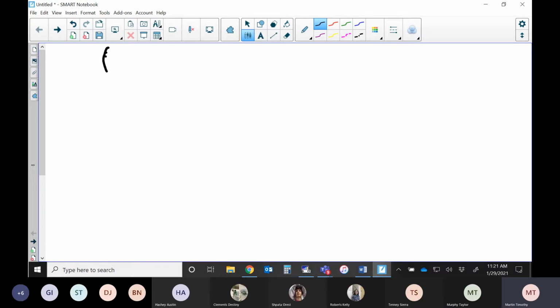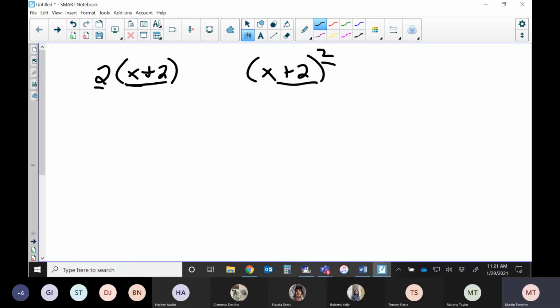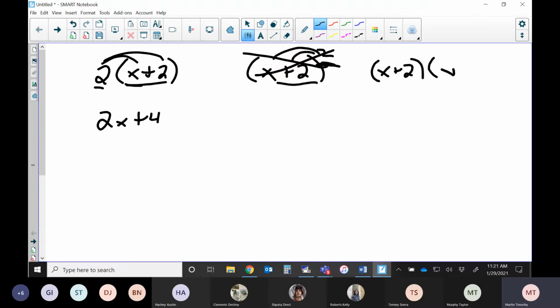We talked about the difference between this and this, and we've talked about this throughout the year. Do you see how these all look very similar? There's a 2, there's an x plus 2, there's a 2, there's an x plus 2. And in this one, you can distribute the 2 and you get 2x plus 4. But in this case, you cannot distribute it. That is wrong. In this case, you would have to do x plus 2 times x plus 2.